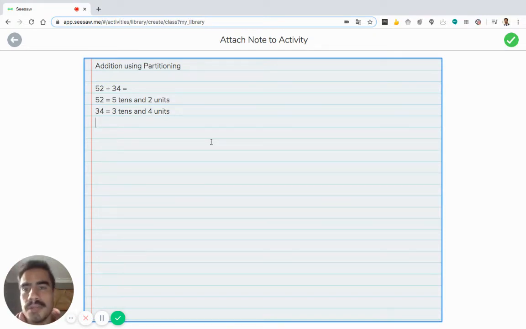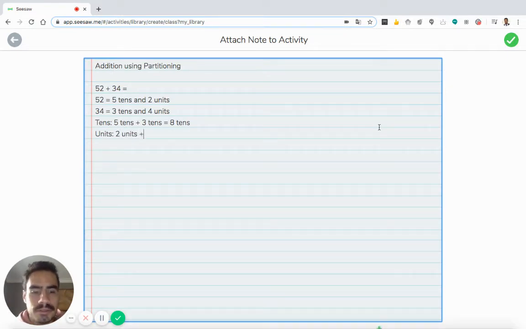Now the next step that we need to do is to add together the tens. So I'll write here tens. We need to add the 5 tens from the number 52 plus the 3 tens from the number 34. So 5 tens plus 3 tens equals 8 tens. Now we need to add together the units. So we have 2 units from the number 52 plus 4 units from the number 34. So 2 units plus 4 units equals 6 units.